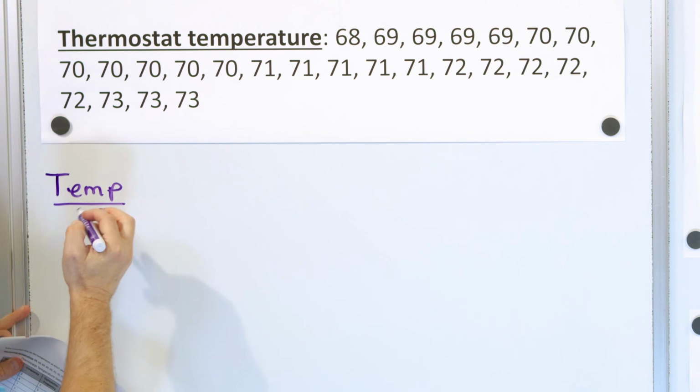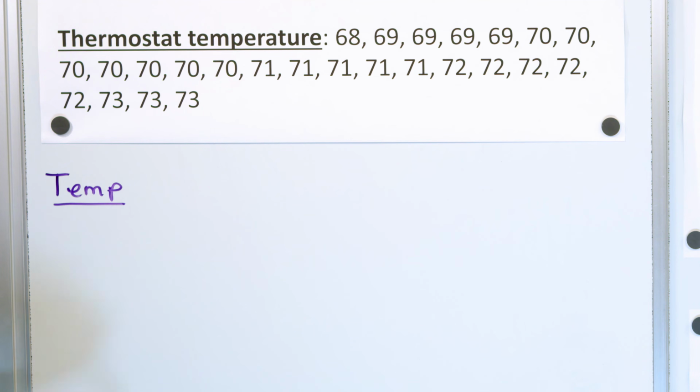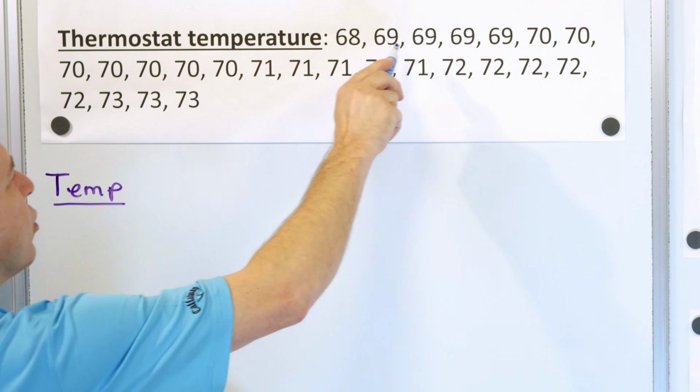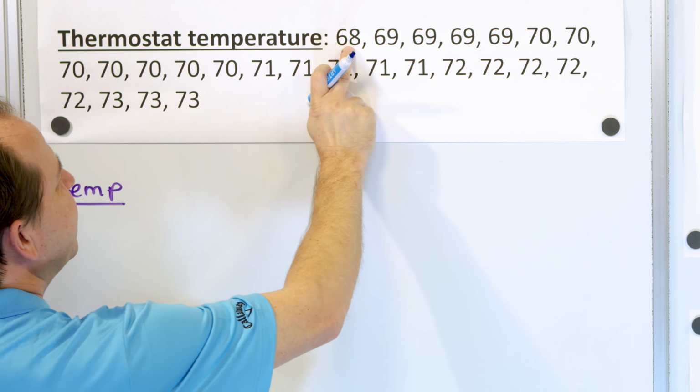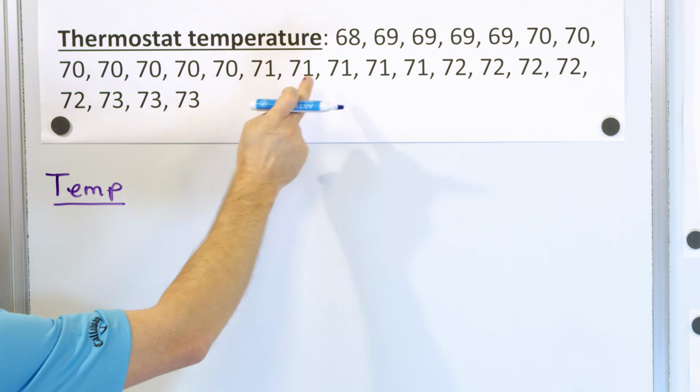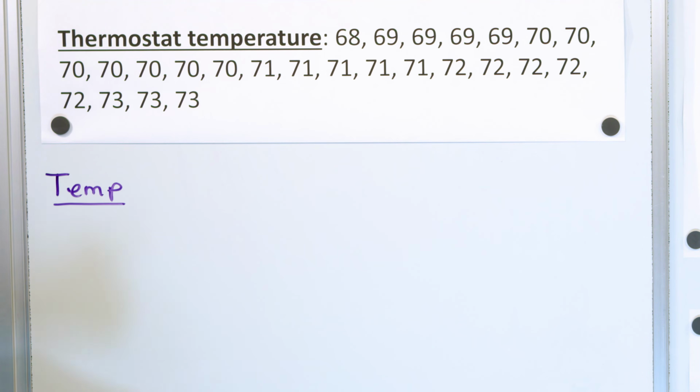This is the temperature that people respond to us and tell them that they want to set their house at. Now we've already ordered the data from least to greatest. So you can see the temperatures range from 68 all the way to 73 degrees. We don't have anybody lower than 68 and we don't have anybody higher than 73.